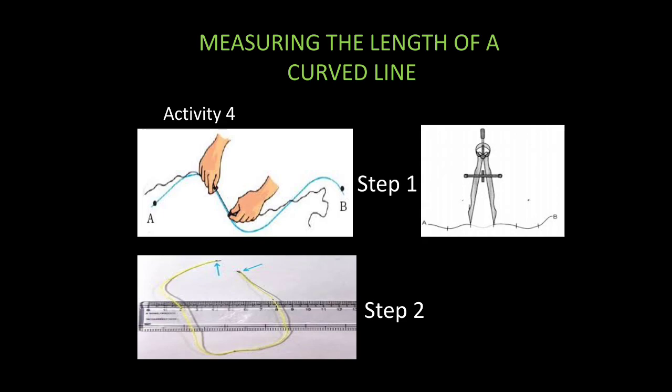Another way you can do it: you must have seen the divider in your compass box, right? You have to take a very small unit, widen it a very little bit, maybe 0.5 or 1 centimeter, and then very slowly move along the given curve, as shown in the picture, and ultimately you may find out the answer. This is how we measure the length of a curved line.